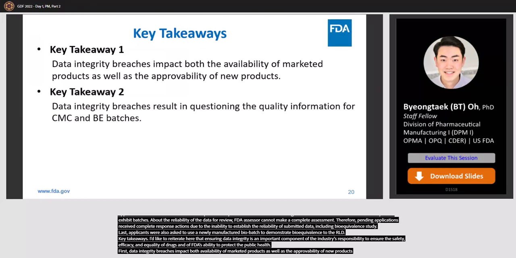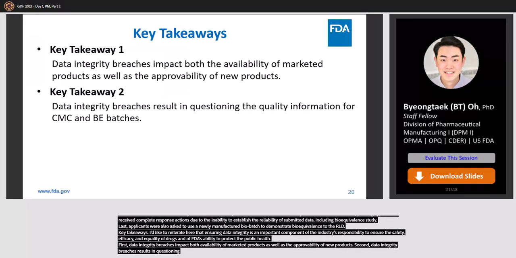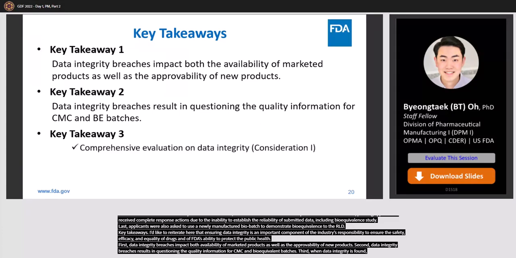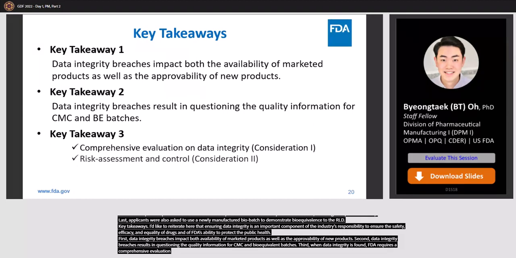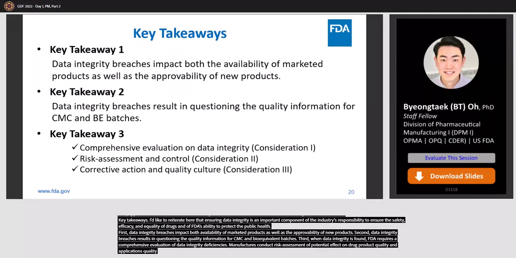Second, data integrity breaches result in questioning the quality information for CMC and bioequivalent batches. Third, when data integrity issues are found, FDA requires a comprehensive evaluation of data integrity deficiencies. Manufacturers conduct risk assessment of potential effect on drug product quality and application quality. Manufacturers can establish corrective action and preventative action.